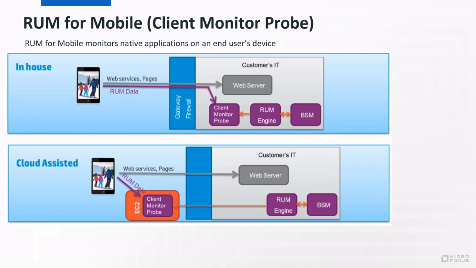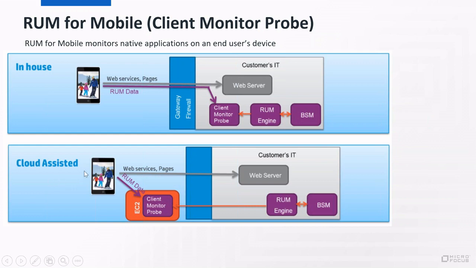Here comes the client monitor probe. The in-house client monitor probe is like a web server. It sits inside the customer premise. Whenever a user talks to the web server, that communication goes to the client monitor probe, and from there the engine will process it, and you can go to the BSM. I'll explain it in the next slide.